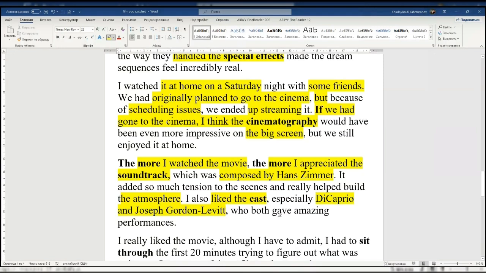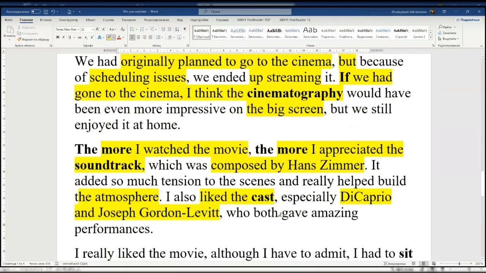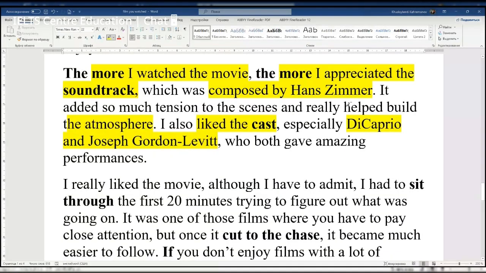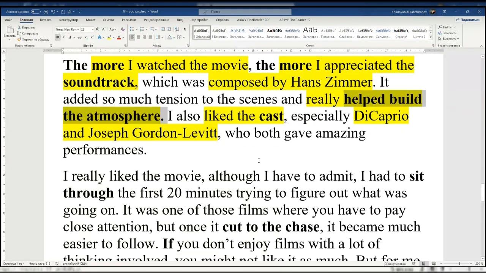So if you just pay attention here, we are given a really good collocation: really helped build atmosphere, right? It's a really good collocation here. So build atmosphere, kind of creating atmosphere, right? I really like the movie.